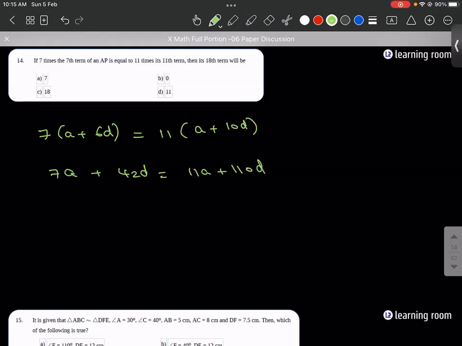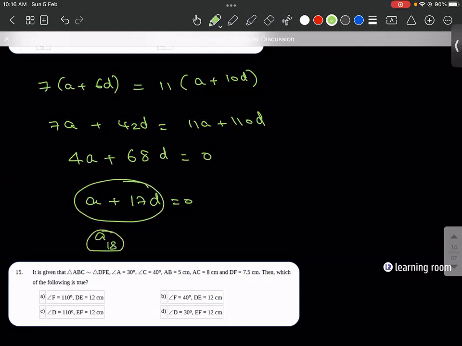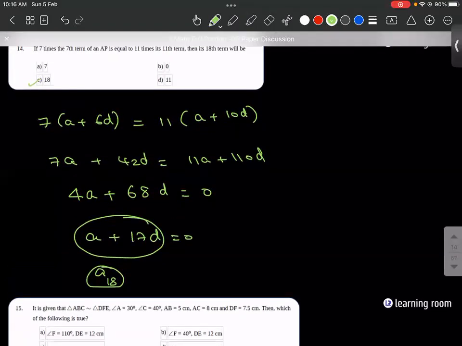Yes, sir. Then how will you solve this? Then you will get 4a equals 110d minus 42d, how much is that? 68d. So 68d is 0, so a plus 17d is equal to 0. Is this not the 18th term? So yes, that is the answer.